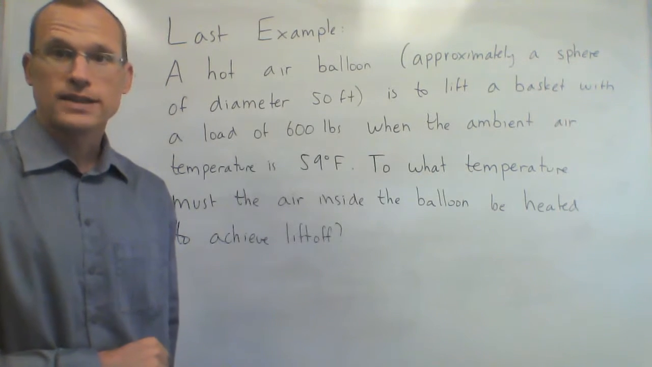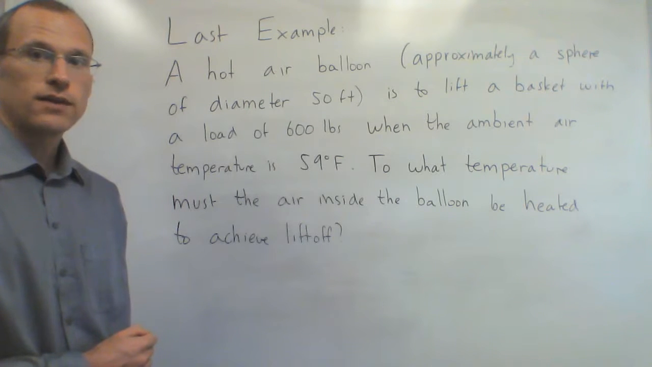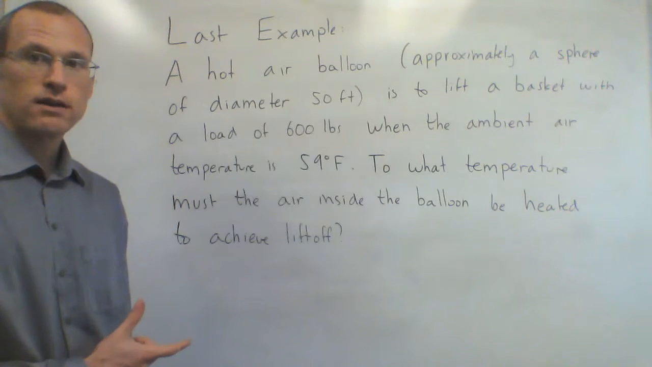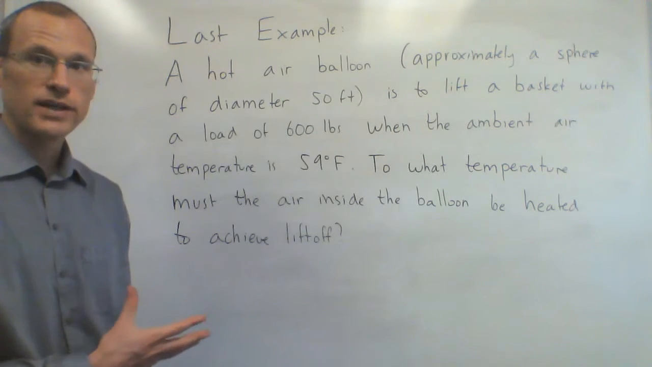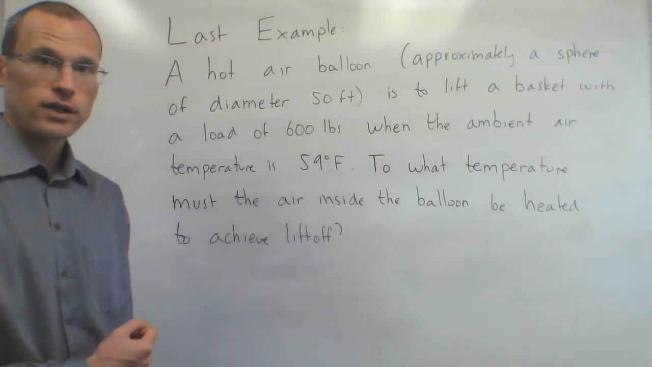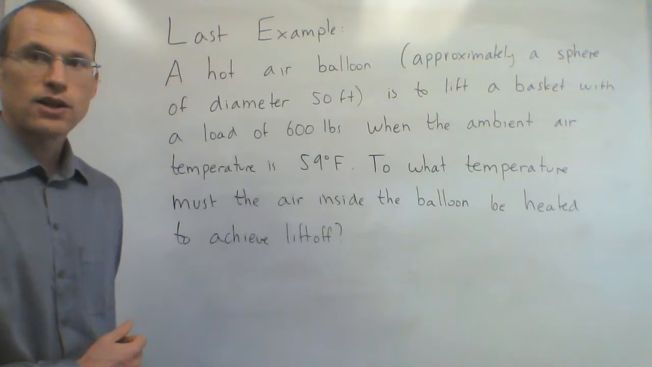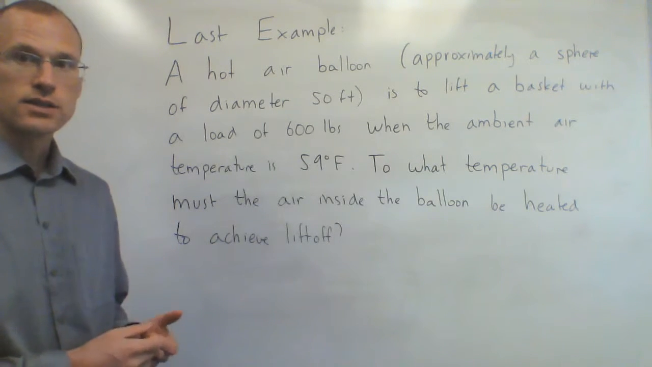Alright, so third and final example for this lesson, you have a hot air balloon. With that hot air balloon, you want to lift a basket load of 600 pounds. So basket and everything inside it weighs 600 pounds. Ambient temperature 59 degrees Fahrenheit. So in those conditions, how hot must the air inside the balloon be to actually get this thing off the ground?